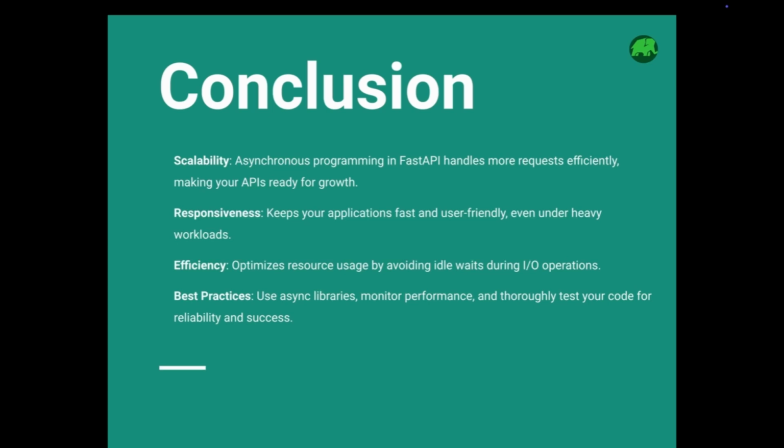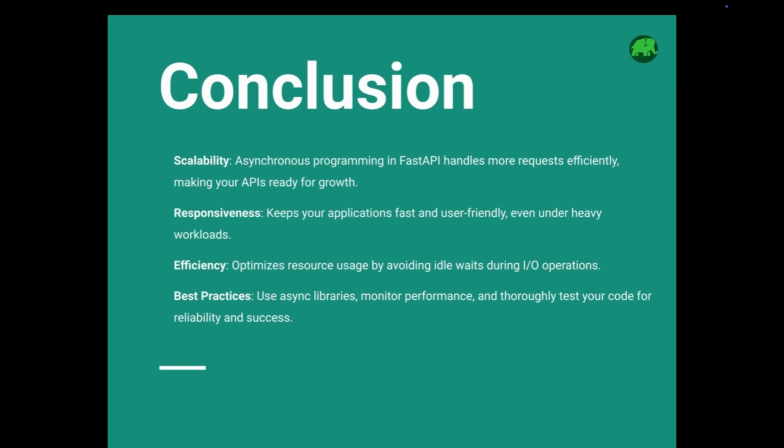The second point is responsiveness. Async operations keep your APIs fast and user-friendly even when dealing with IO-bound tasks like making HTTP requests or querying databases. Your users will always get quick responses, even if the backend is busy. The third point is efficiency. By avoiding idle waits during I/O operations, async programming helps you optimize resource usage. It ensures that your app is never sitting idle, waiting for things like file reads or database queries.